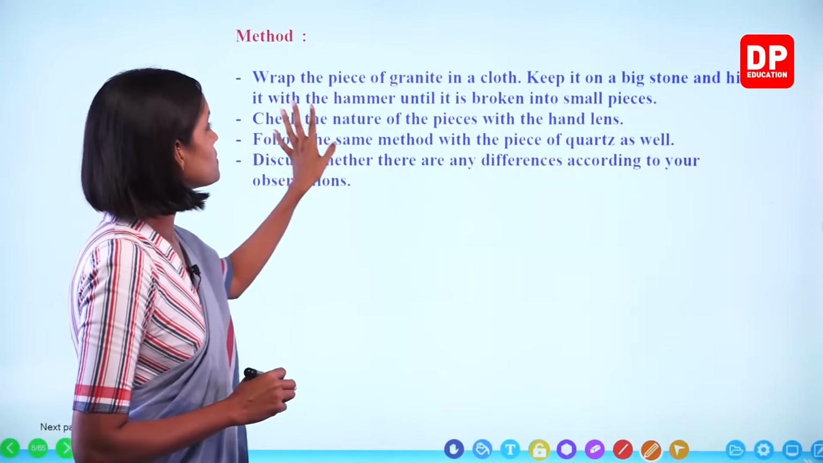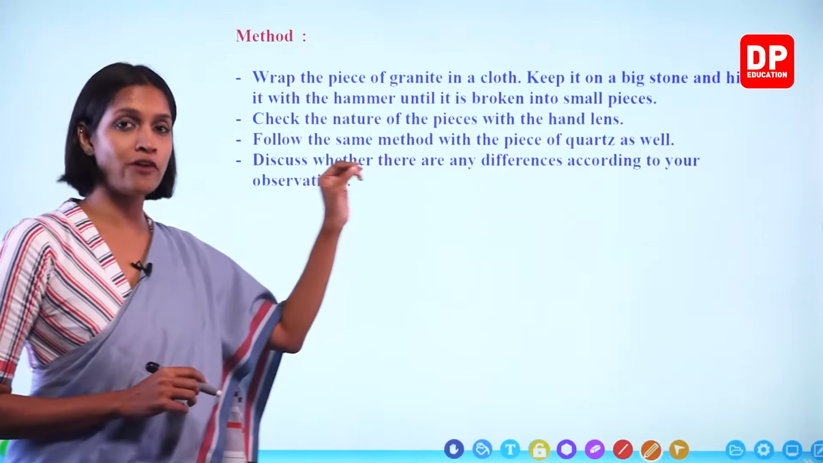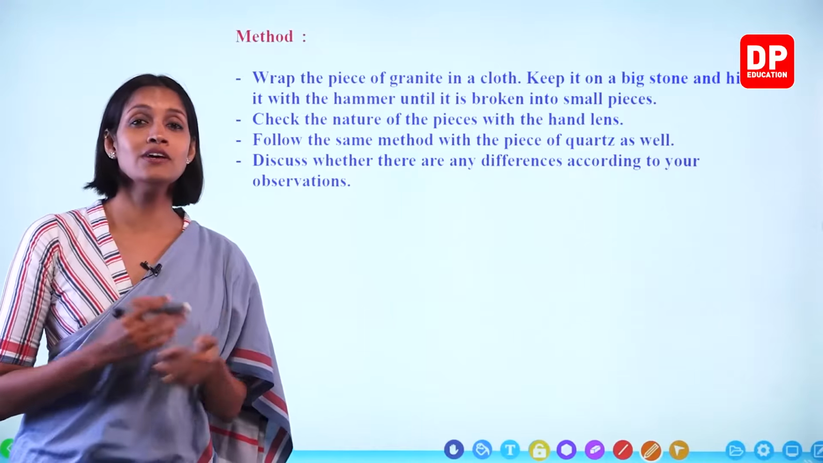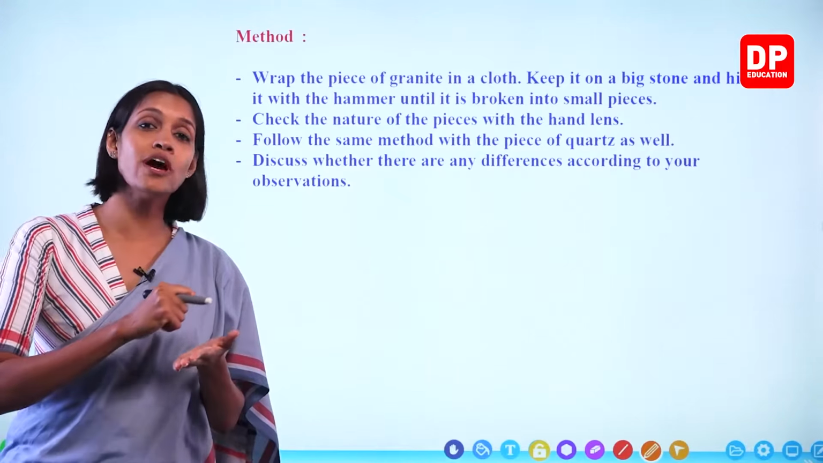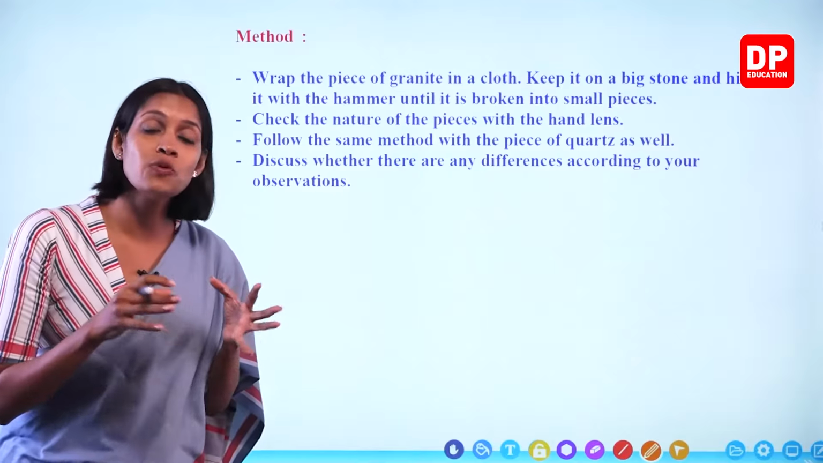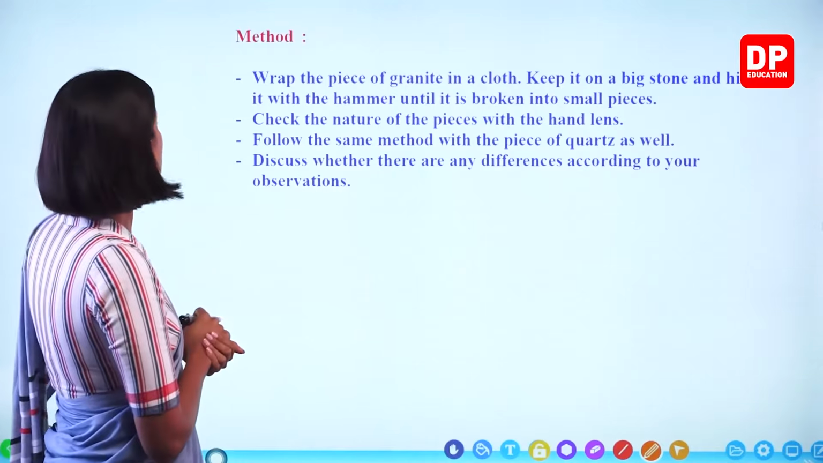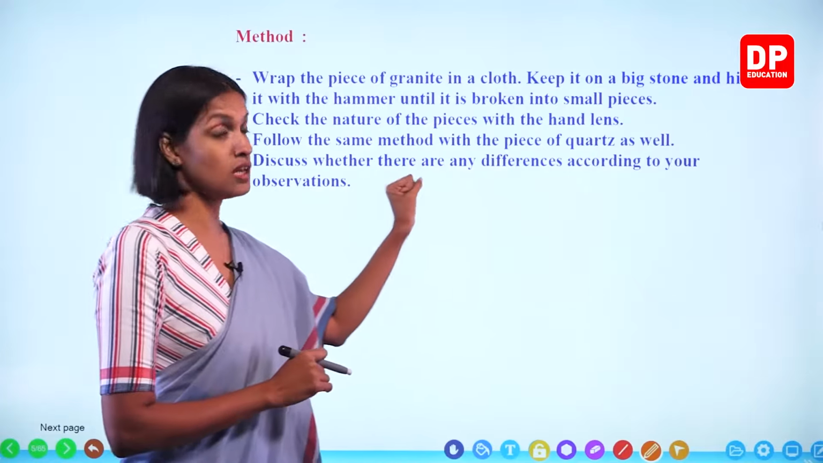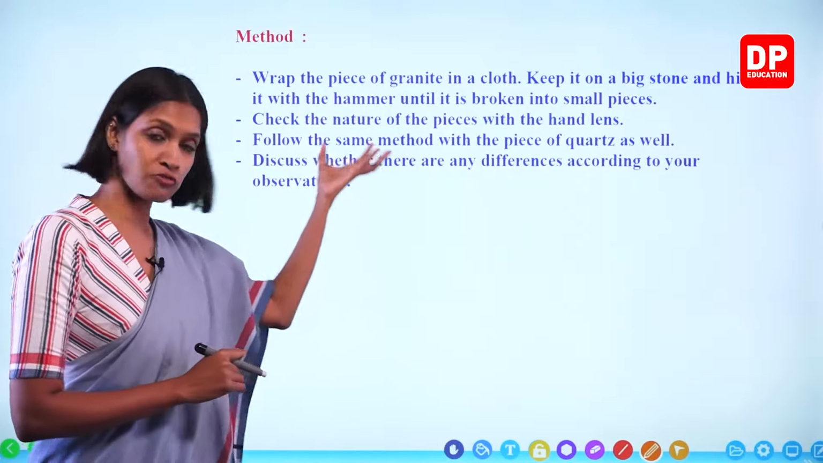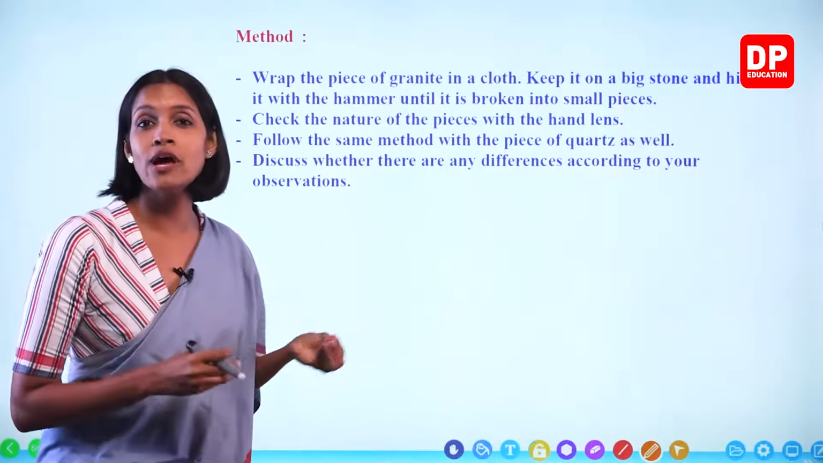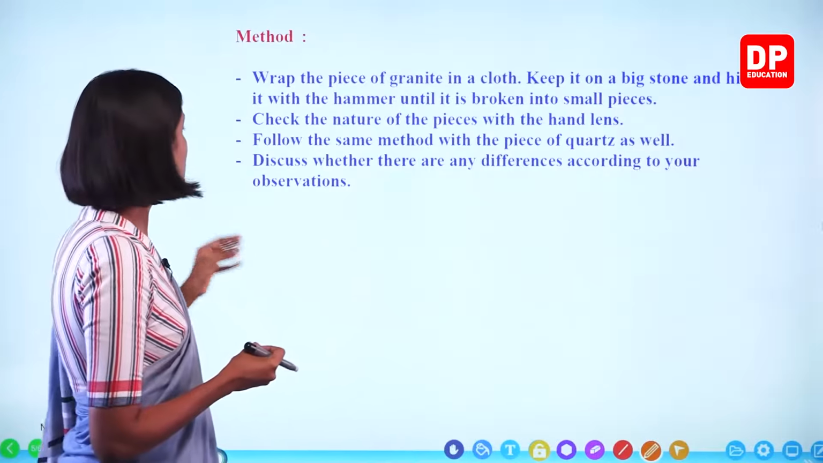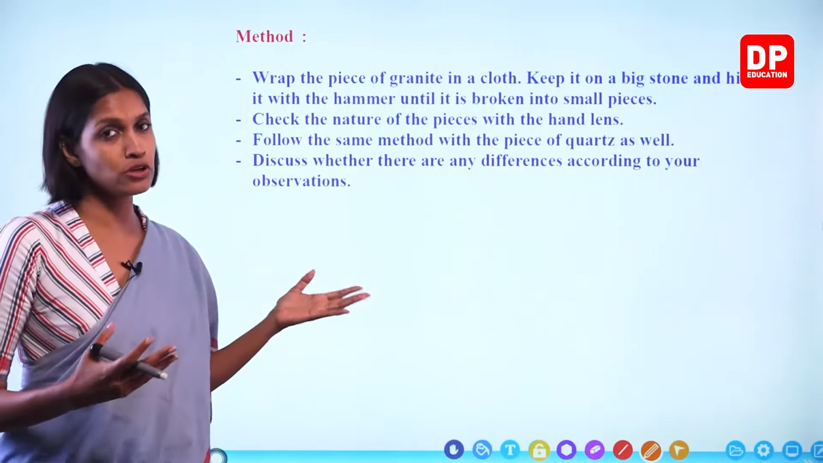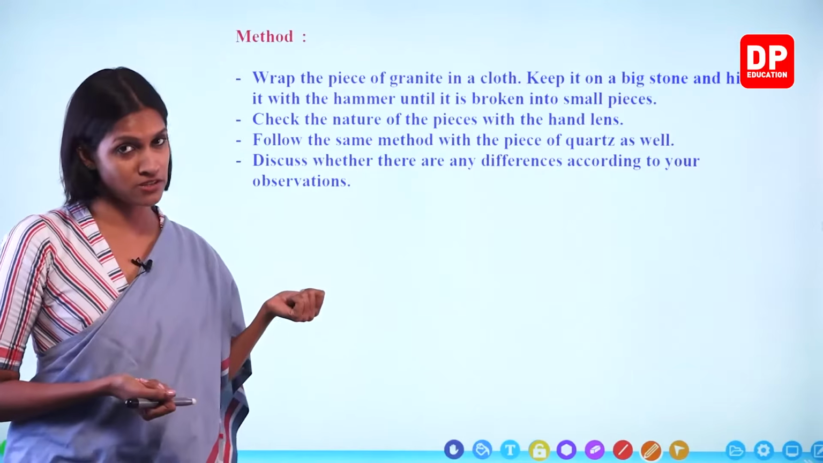Check the nature of the pieces with the hand lens. You have to check what the differences are from outside to inside. Okay, you have to check using the hand lens. You have to observe the small pieces carefully. Then follow the same method with the piece of quartz as well. Using the hammer, you have to break the piece of quartz also into small pieces and observe the inside. Okay, discuss whether there are any differences according to your observation. At school, you can do this as a group activity.